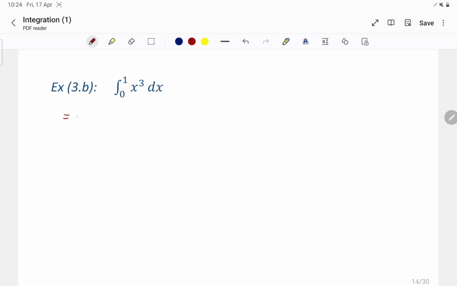Okay, so we have x to the power of 3 integrated from 0 to 1. The first step, you copy the function x to the power of 3. The power, we plus 1, divide with 3 plus 1 which becomes 4. So here you put a square bracket 0 to 1, then inside becomes x to the power of 4 divided by 4, from 0 to 1.